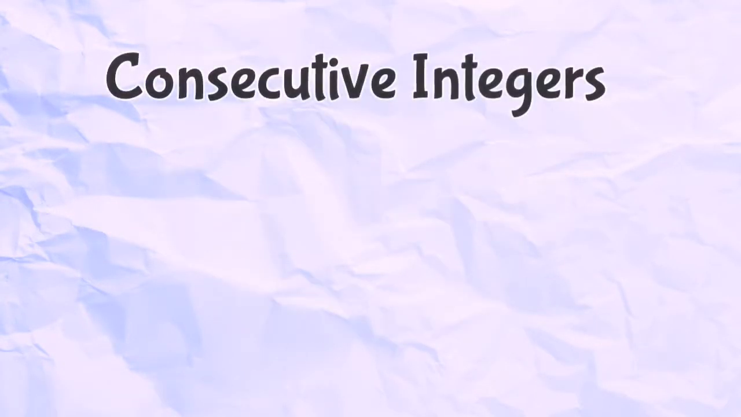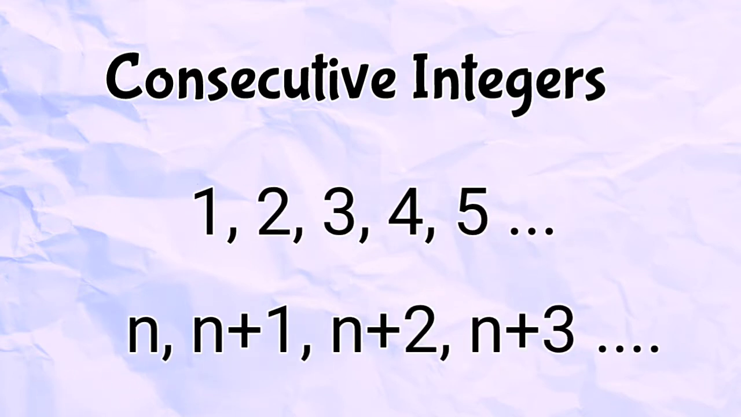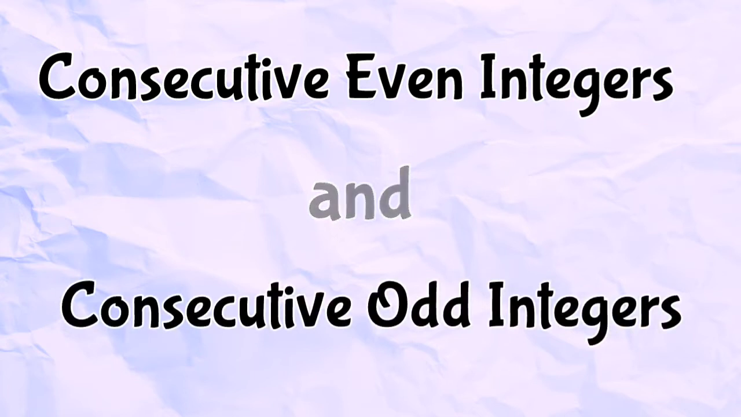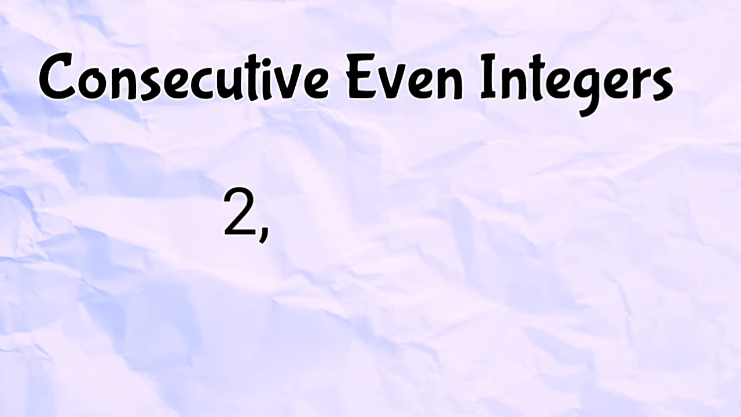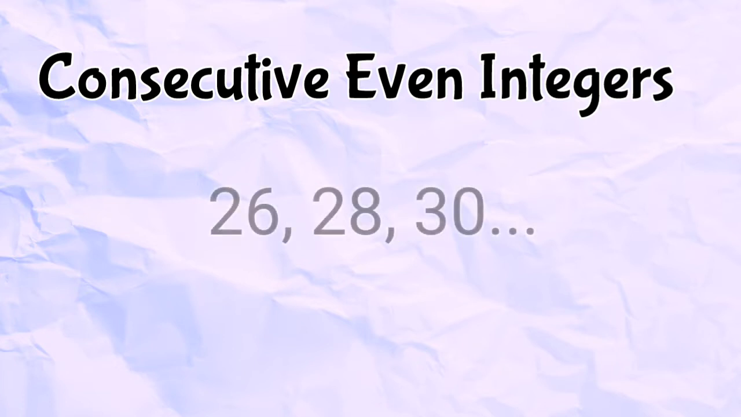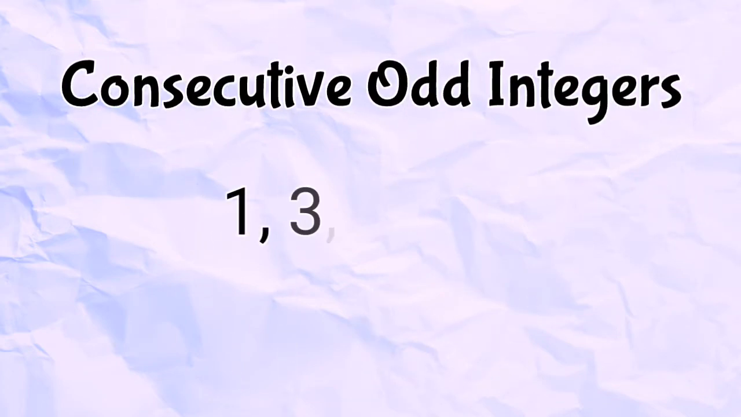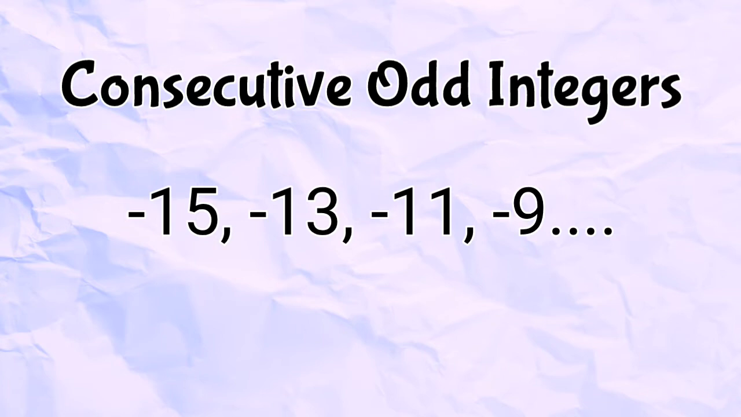So we've already talked about consecutive integers. In today's lesson, we're going to learn about consecutive even integers and consecutive odd integers. Consecutive even integers are the even integers that follow each other in order, like 2, 4, 6, 8, 26, 28, 30, -6, -4, -2, 0. And consecutive odd integers are the odd integers that follow each other in order, like 1, 3, 5, 7, -15, -13, -11, -9, and so on.